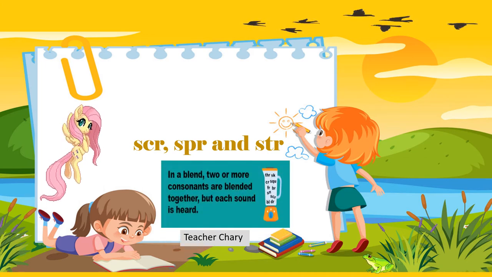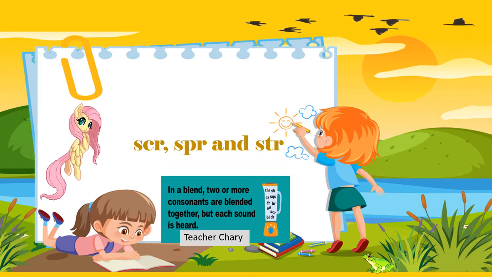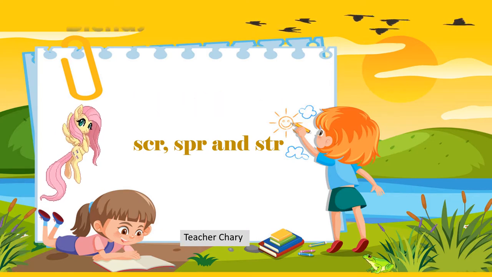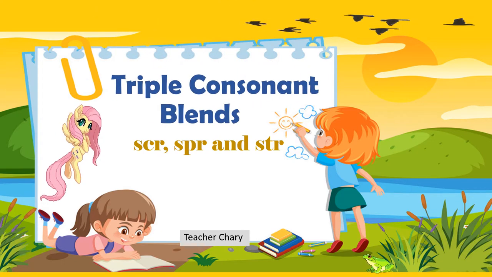In a blend, two or more consonants are blended together, but each sound is heard. Consonant blends, just like the SCR, SPR, and STR, can be two letters or three letters long. Three-letter consonant blends are sometimes called consonant clusters or triple consonant blends. So let's first review your knowledge of consonants.